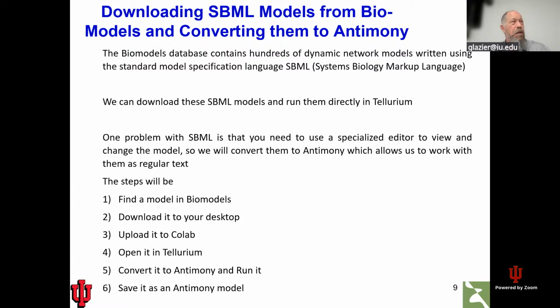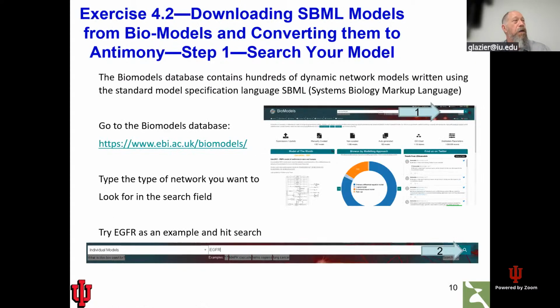And so I'd like to do this together. We're going to use the BioModels repository, which is a British model repository. We'll download the model, we'll upload it to Colab, we'll open it in Tellurium, convert it to Antimony, run it, and then we can save it as an Antimony model. And so I'd like people to do that. So step one, I'd like everybody to go to BioModels. And if you search BioModels, you'll find it. I'll give people a second to do that.